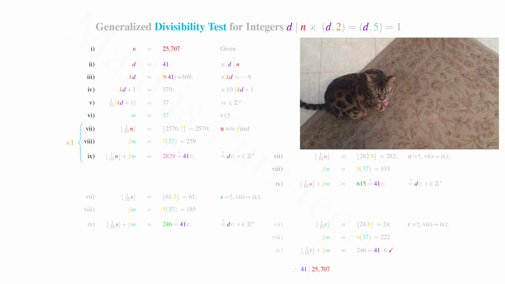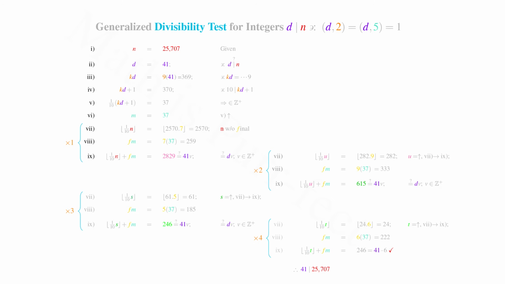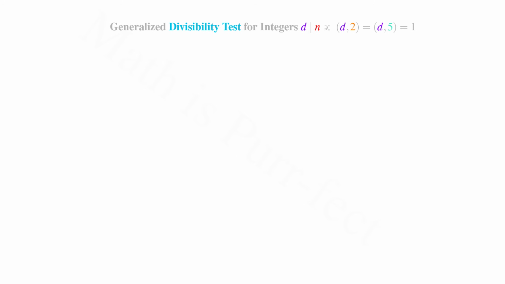25,707. Note, in this case, only 3 turns of the test were needed, as any test beyond that will cycle back to 246. But all of this is conjecture until we prove that it does indeed work for all divisors d of n, where d is neither a multiple of 2 nor 5.